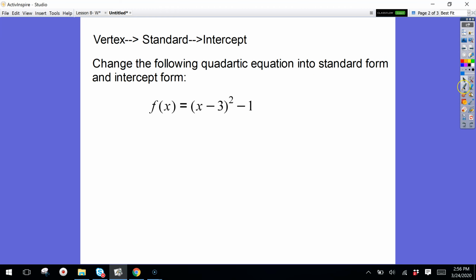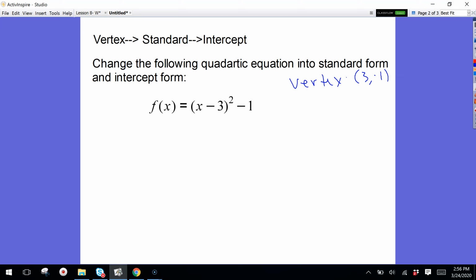So now let's suppose that we do have the vertex. In this case, we have the vertex, and we were able to create a vertex form equation. Here my vertex is positive 3, negative 1. Okay, so now how can we make this into standard form and intercept form?